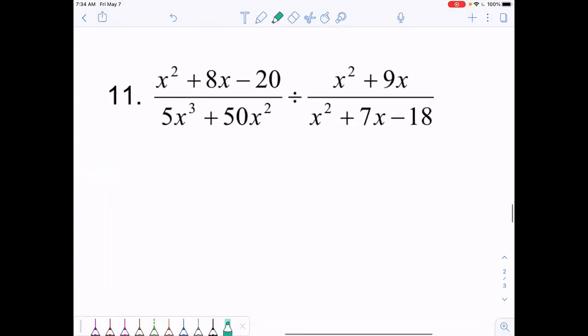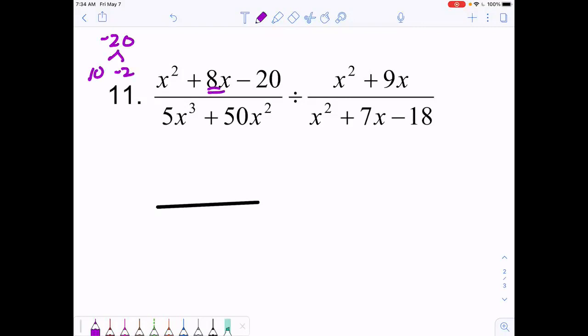So if you look at this first problem, actually second problem, number 11, second of the group, Gabby, so how would you factor the left fraction? So the first one is... Yeah, so you're dealing with a -20, 10 and -2 make 8. So a +10 and a -2. That's just regular AC factoring.